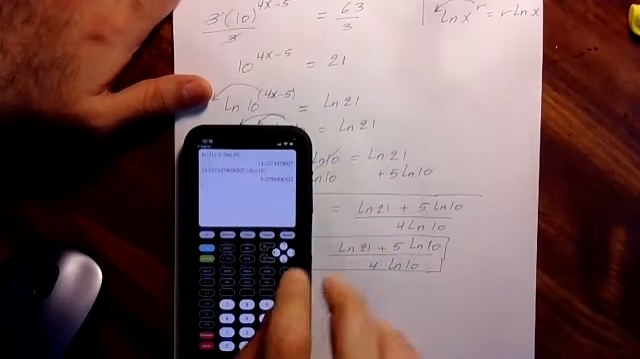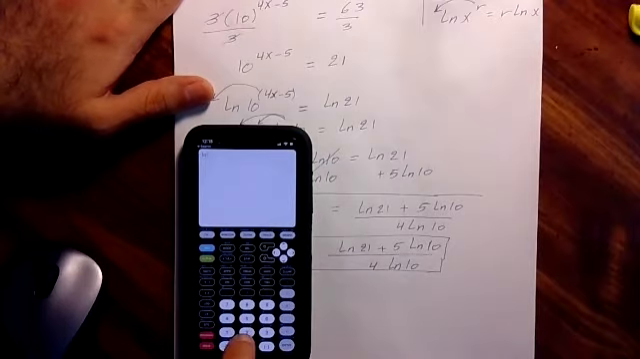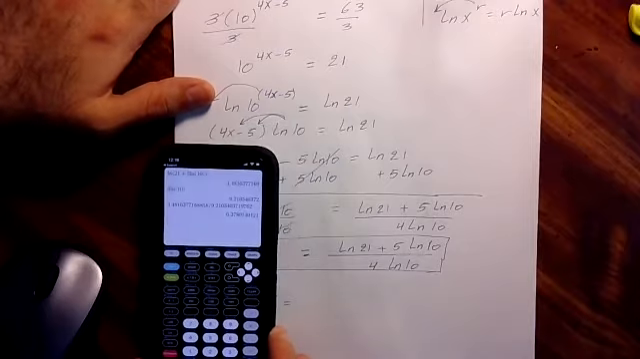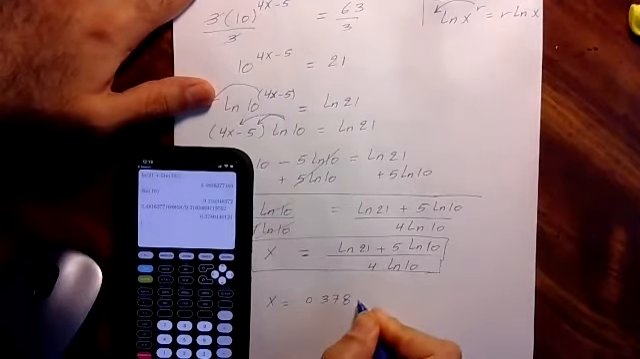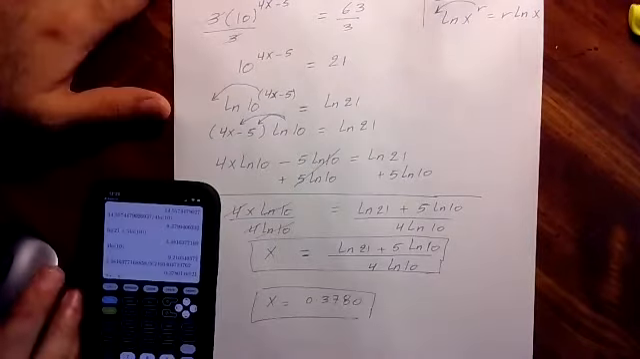So let's find the top part here. ln 21 plus 5 ln 10 is going to be this number, and 4 ln 10 is going to be this number. Now divide this one by this one. So it's going to be 0.3780. This is an approximate solution. Let's fix this one.